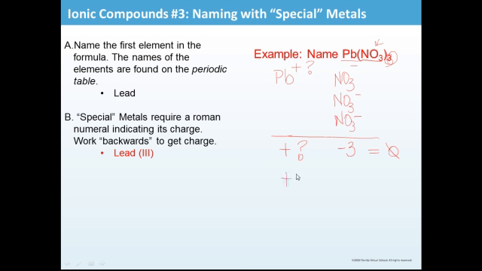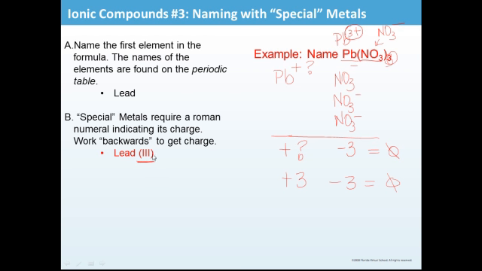So if you said a positive 3, you are correct, because positive 3 minus 3 equals 0. Lead has a charge of positive 3. Nitrate has a charge of -1 because that's what my list of polyatomic ions tells me. Since lead has a charge of +3, that is what I put in Roman numerals. So this is going to be lead(III), and that's how we refer to it.